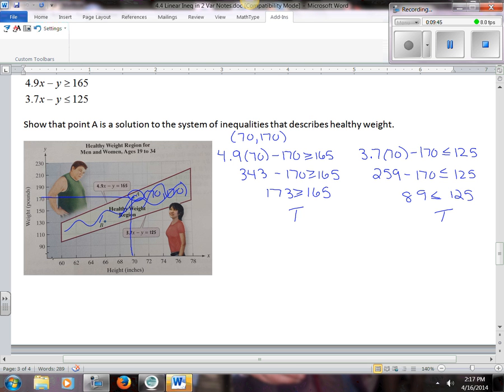Okay. So the coordinates (70, 170) make the inequalities true. Therefore, (70, 170) satisfies the system for the healthy weight region and is a solution to the system. Okay, so that was basically like our test point, right? We tested it to make sure it was in the right spot to shade.